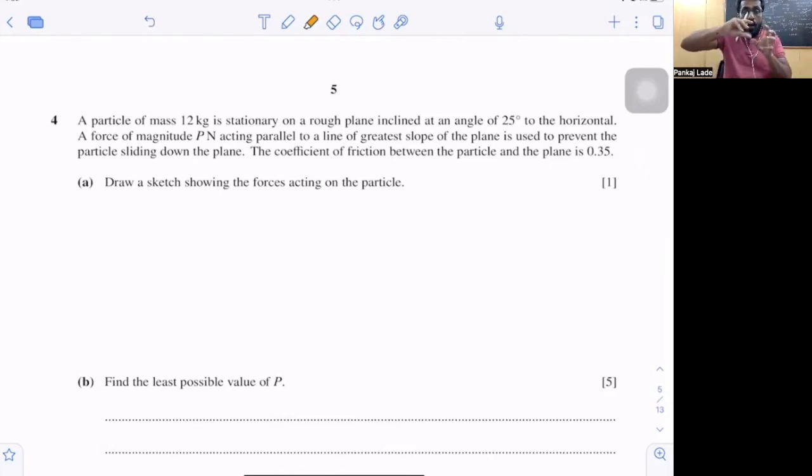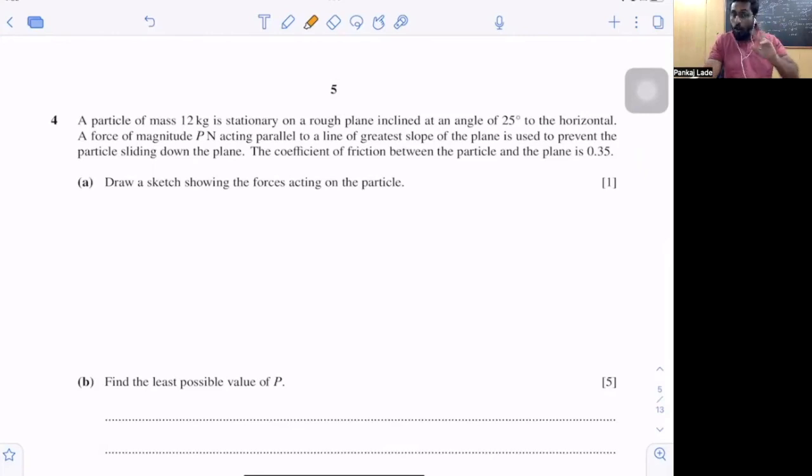Likewise, if you take a block and you start pulling the block, the amount of force will be higher than the amount of force needed to hold the block. So to pull the block, the amount of force is greater than the amount of force needed to hold the block. In our question, you want to hold the block. The block is going down, but you are preventing it from going down by applying a force. This force is just holding the block. So you want to find the least possible value of P.